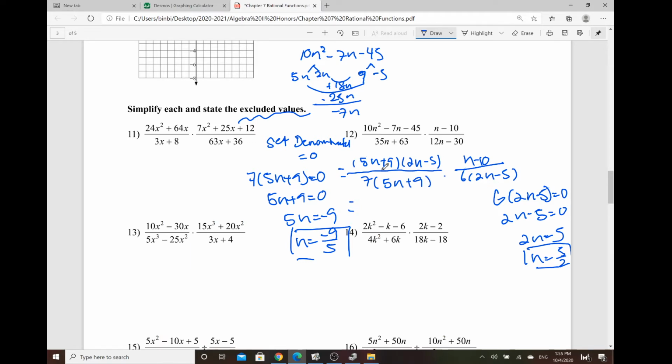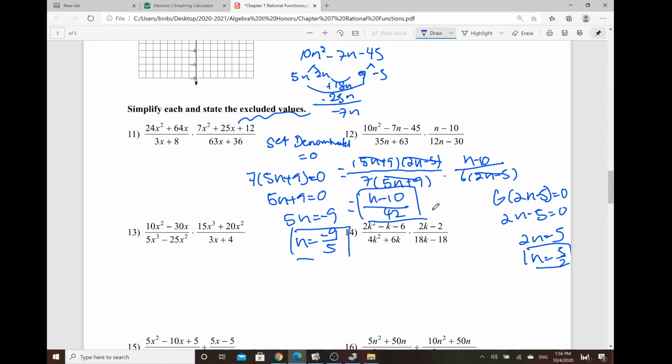Now, in order to simplify the rest of this, let's go back to this one. Things that they share in common, top and bottom, cancel, cancel. And we can also cross cancel. What do you do with the rest of those terms and the variable? Simply multiply them straight across. What we get here is n minus 10 all over 7 times 6, which is 42. That would be the final result, the simplest form.